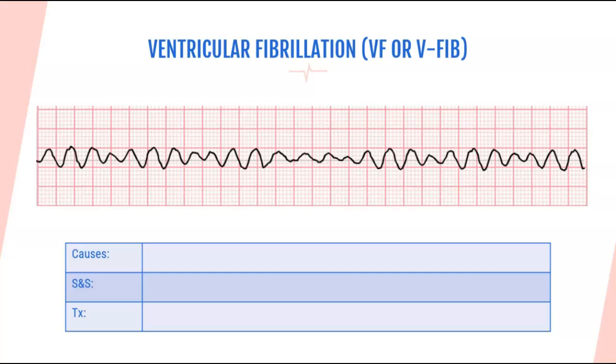Signs and symptoms include no cardiac output, no pulse, no respirations, no level of consciousness, and no blood pressure. Treatment is immediate defibrillation. You can think: defib the V-fib, and CPR. Meds will be given according to the ACLS protocol, such as epinephrine, amiodarone, or lidocaine.